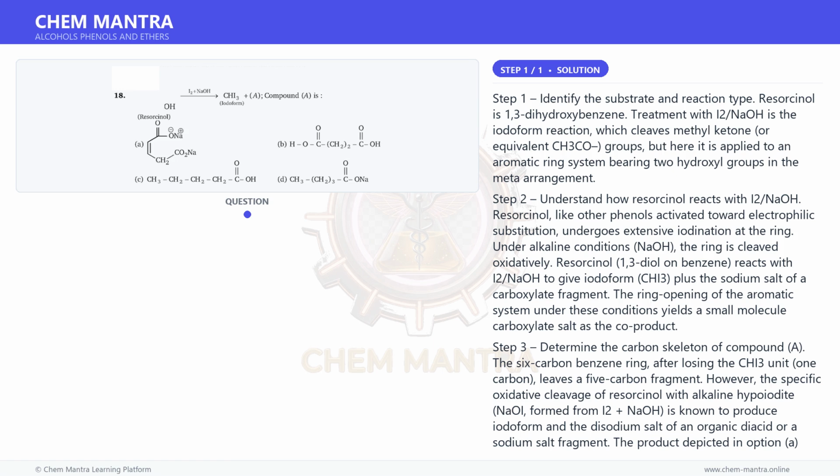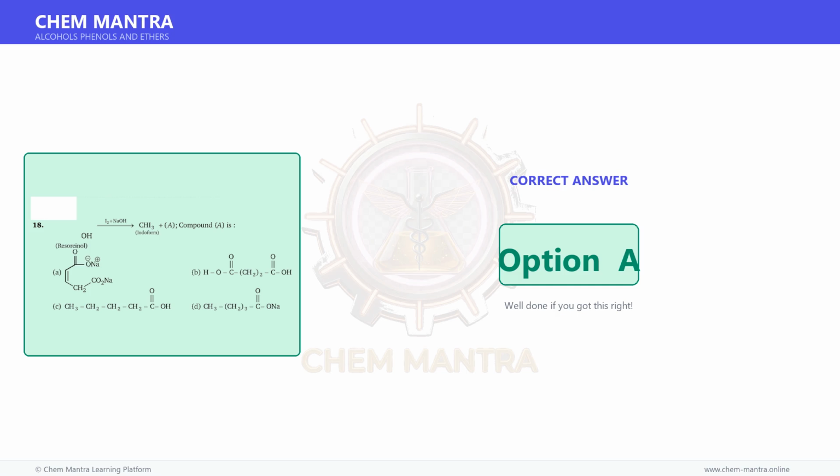Option D. Sodium pentanoate is a saturated salt and does not arise from aromatic ring opening of resorcinol. Therefore, the correct answer is option A.